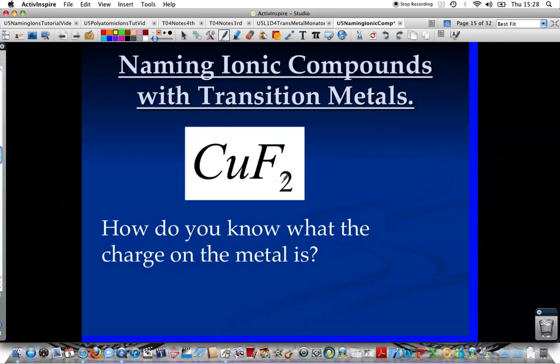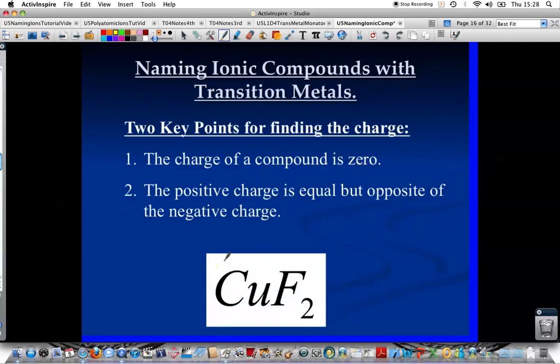So if we have the compound formula, how do we know what the charge of the metal is? Well, the key thing here is that we may not know what the charge of the metal is, but we know two things. We know that the overall charge of the compound has to be 0, and that's true for all compounds. And then we know that the positive charge, that's going to be the charge on the copper, is going to be equal to but opposite of the negative charge. Okay? So basically the total positive charge on the metals has to be equal but opposite to whatever the negative charge is.